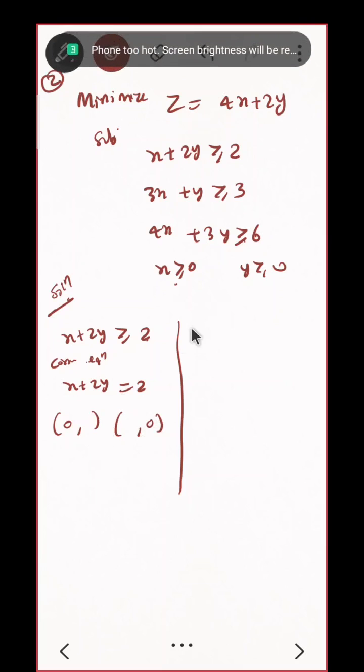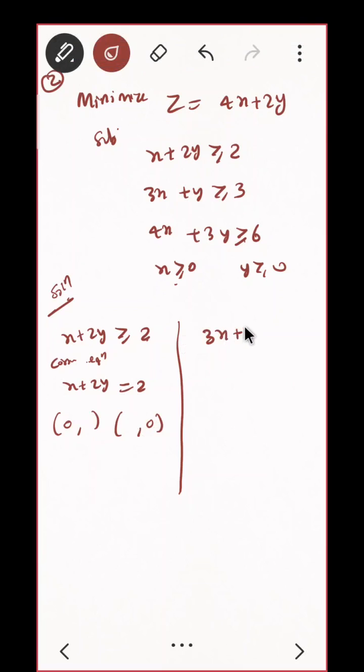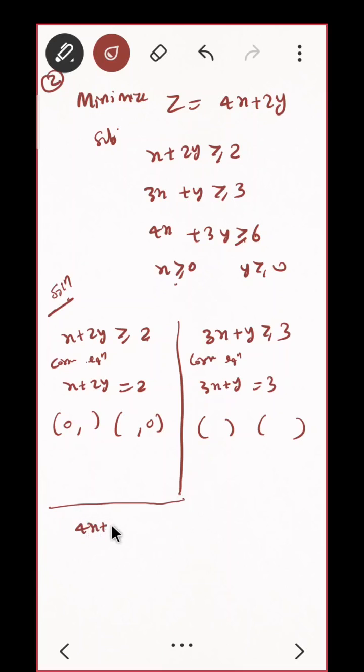And check whether origin side or non-origin side. Same thing for other two lines, that is 3x plus y greater than or equal to 3. Corresponding equation will be 3x plus y is equal to 3. Try to find the points and check whether origin side or non-origin side. And what about the third one? Same, that is 4x plus 3y greater than or equal to 6. Try to find corresponding points, that is 4x plus 3y is equal to 6 points, and whether origin side or not.